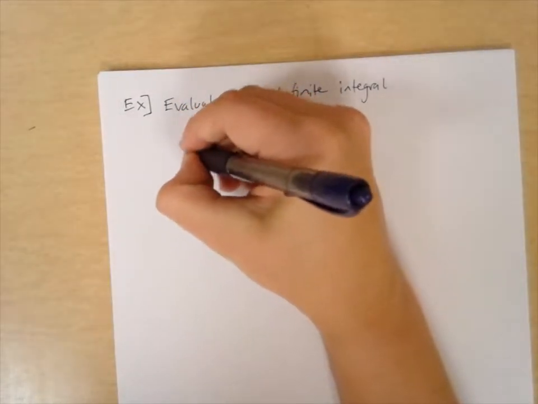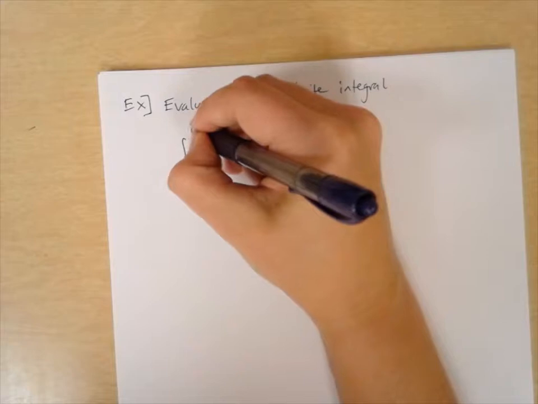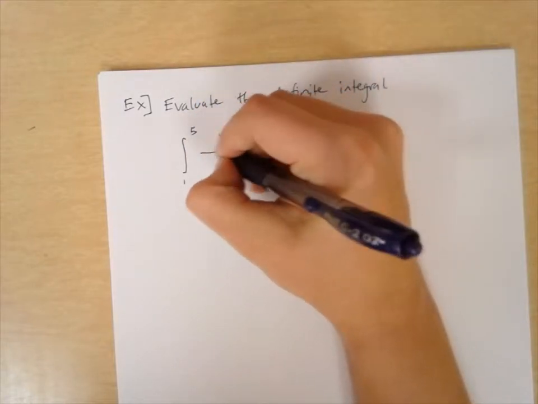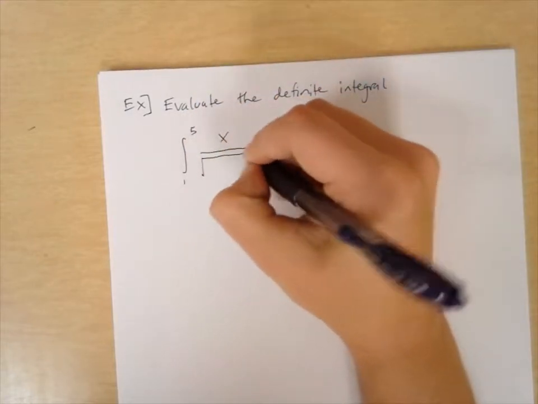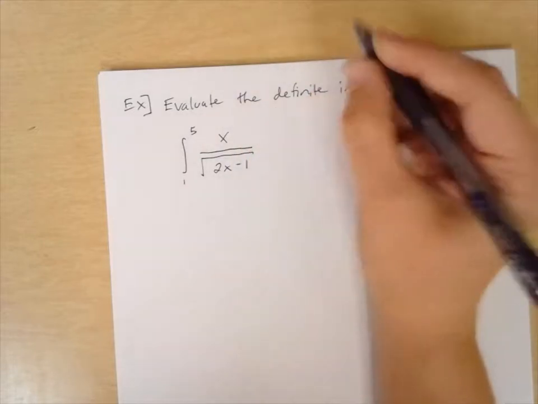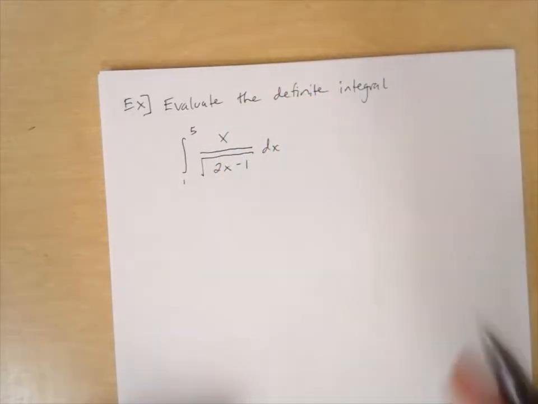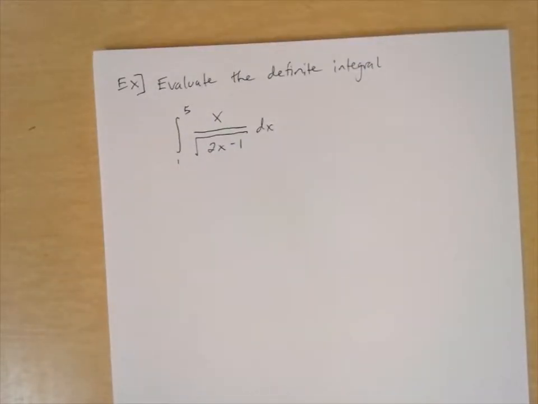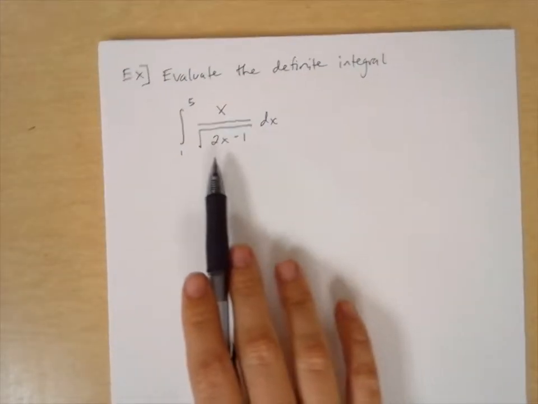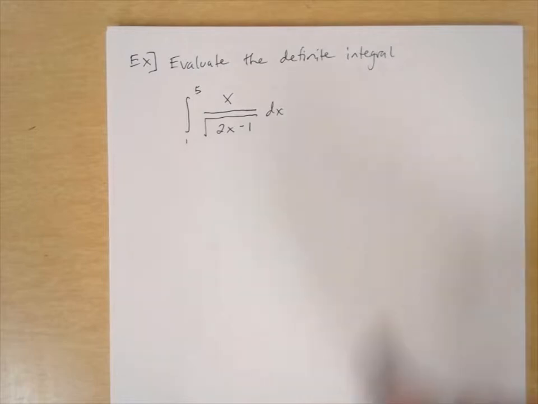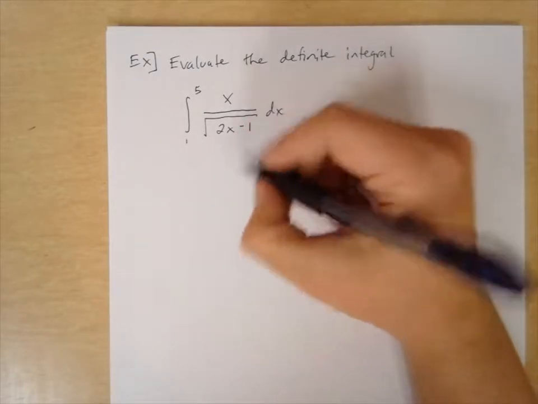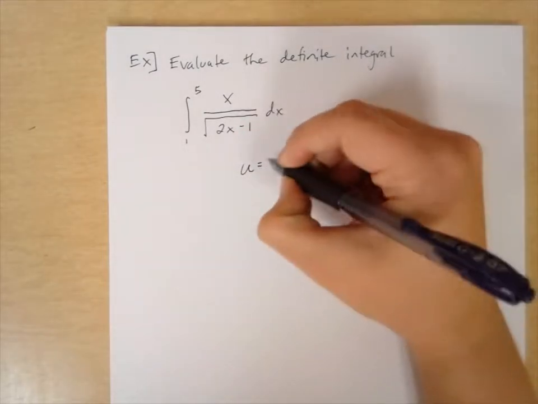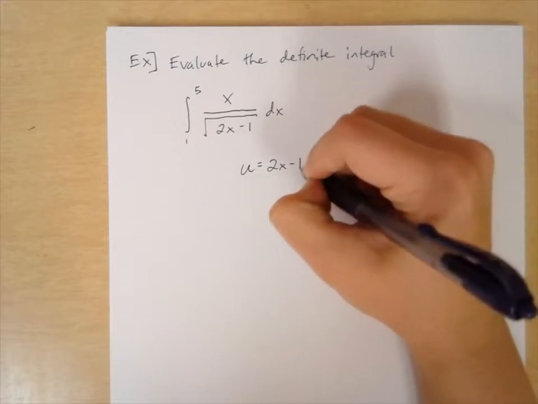And this one is a little bit more fun. It's the integral from 1 to 5, and we have x on top all over radical 2x minus 1 dx. I want you to recognize that the thing with the power here is actually 2x minus 1, because it's 2x minus 1 to the 1/2. So that's what we're going to make our u. We're going to say u is 2x minus 1.